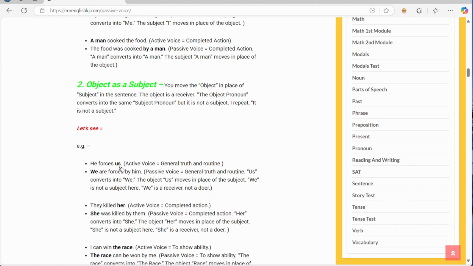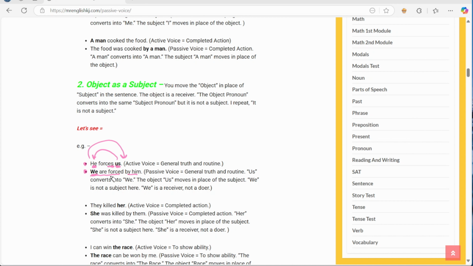Now if you see here, he forces us. What did he do? He is the one, he is the responsible one. He forces us. He puts force on us. Who is receiving the force? Us. But in passive, it goes here and this one goes at the end. So us becomes we and he becomes by him. Again, both are present simple, present indefinite, and both show the same meaning, same definition. It does not change anything. The only thing that changes is the importance of the subject. He forces us. He puts force on us.